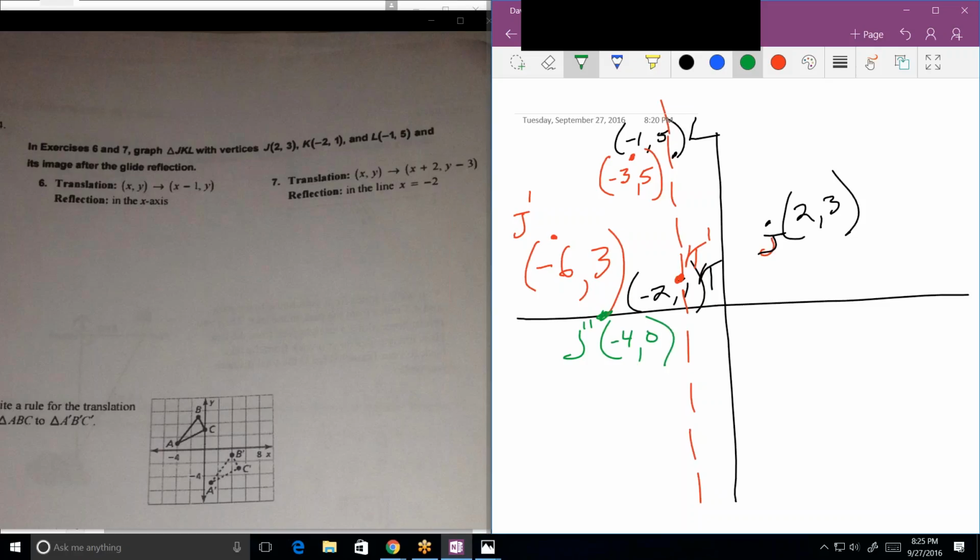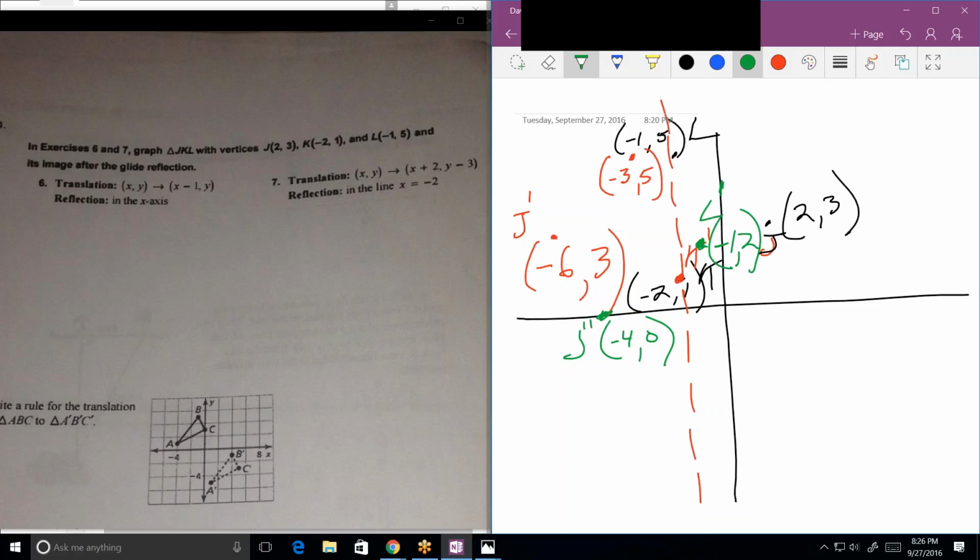About L double prime. Add 2 to the red number, subtract 3. So -1, 2, which puts it right about there. -1, 2. And that is L double prime.